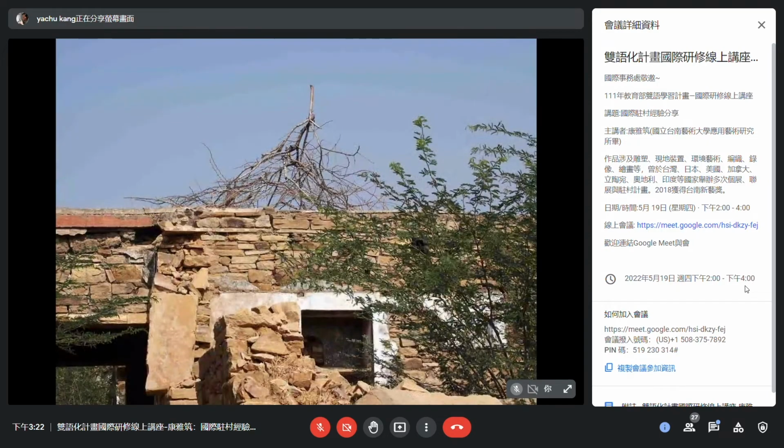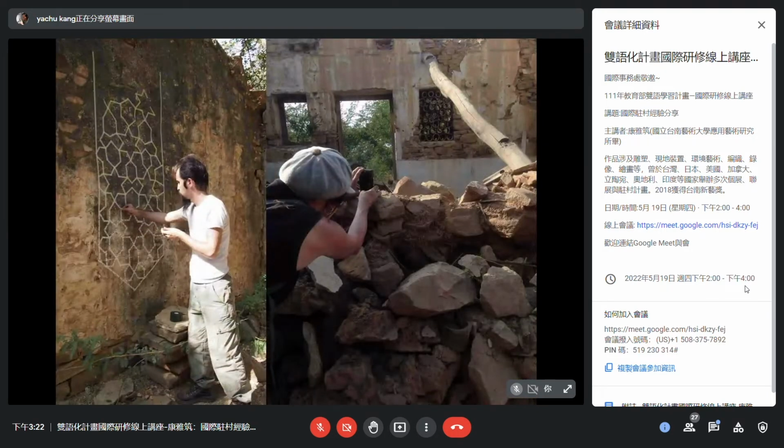Not just me: people were collecting dry branches and putting them on top of the roof, or using tape to create some pattern on the wall. But the point is, after we do something on that day, we have to photograph our work and our process, because at the end of the project we have to present what we were doing during this time.